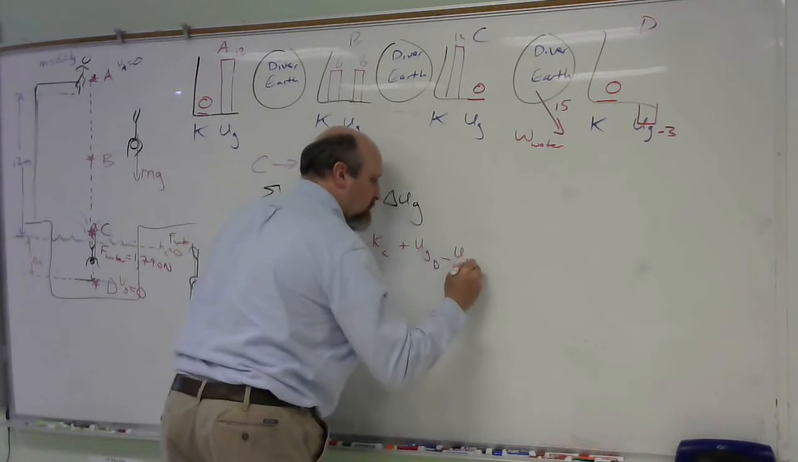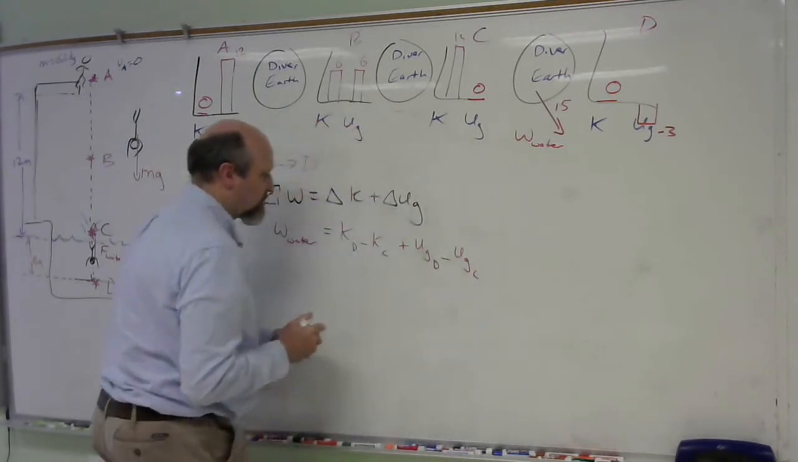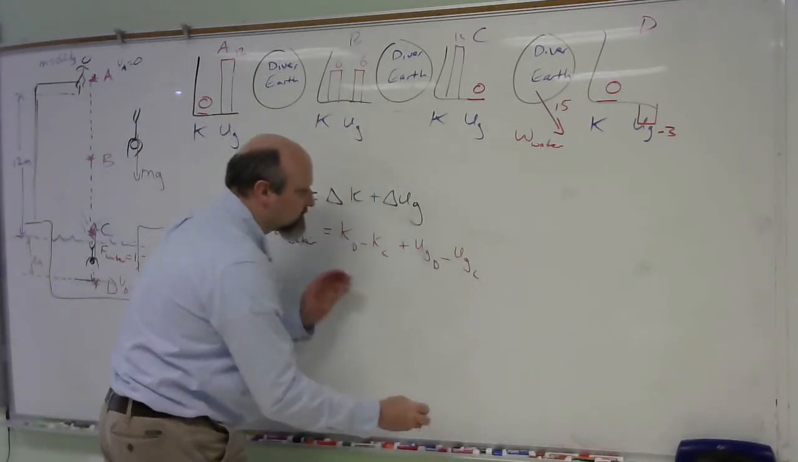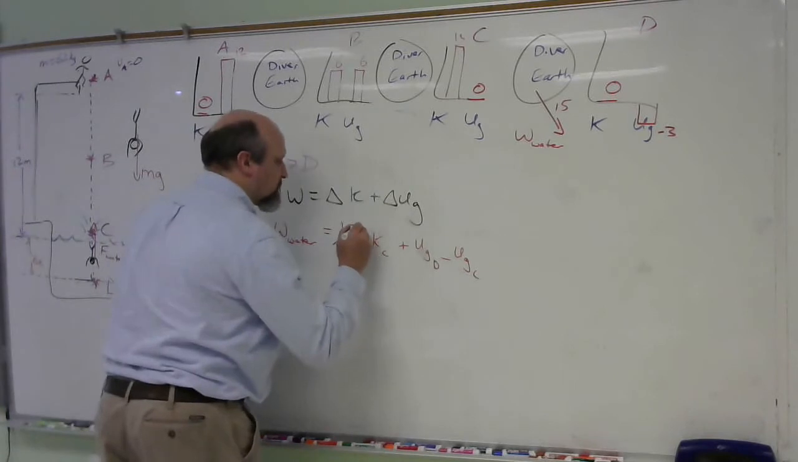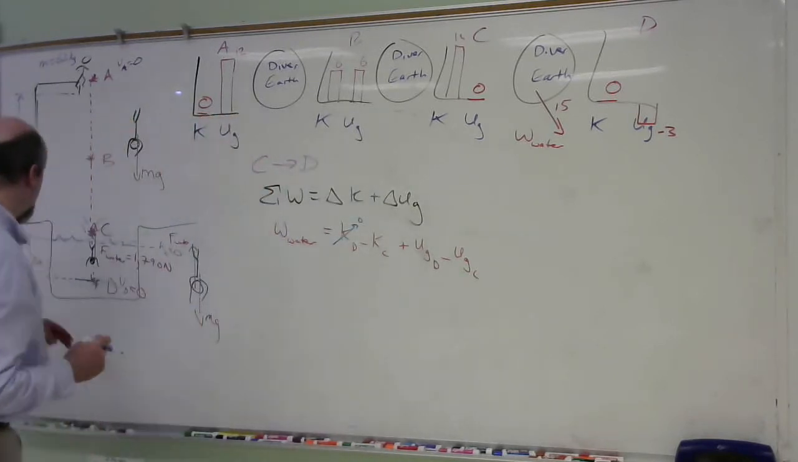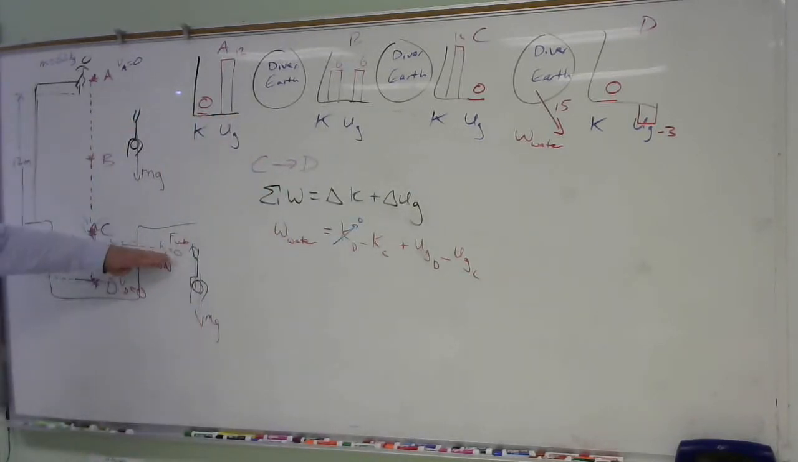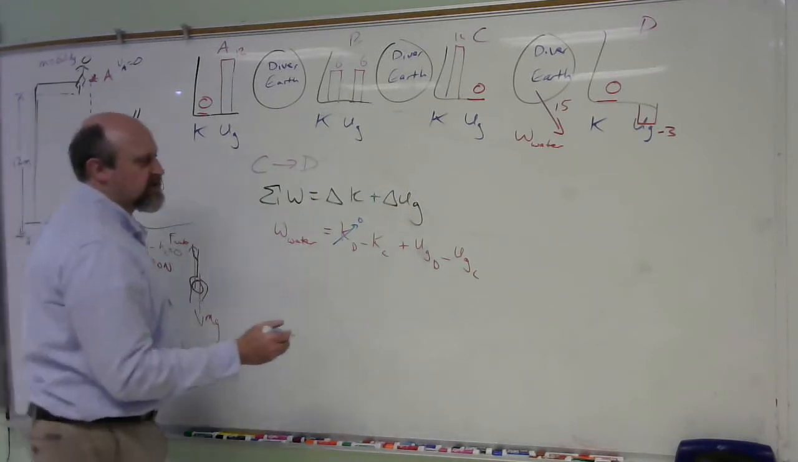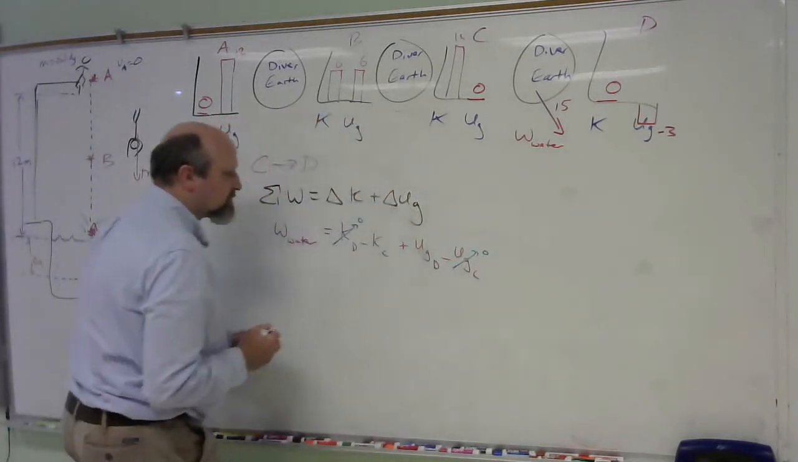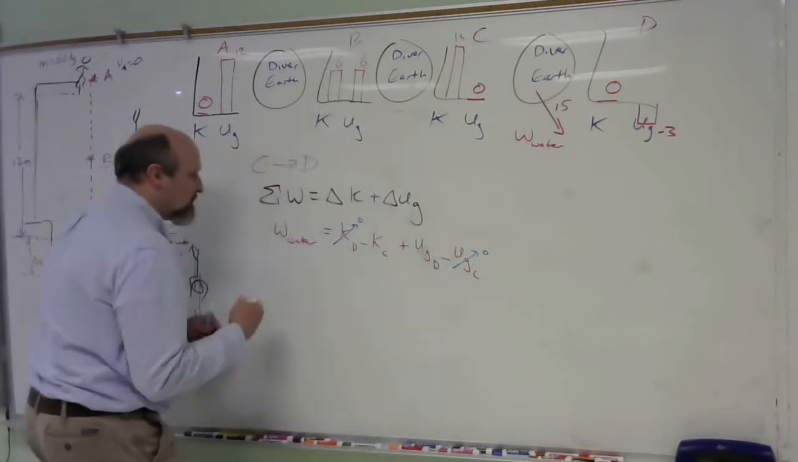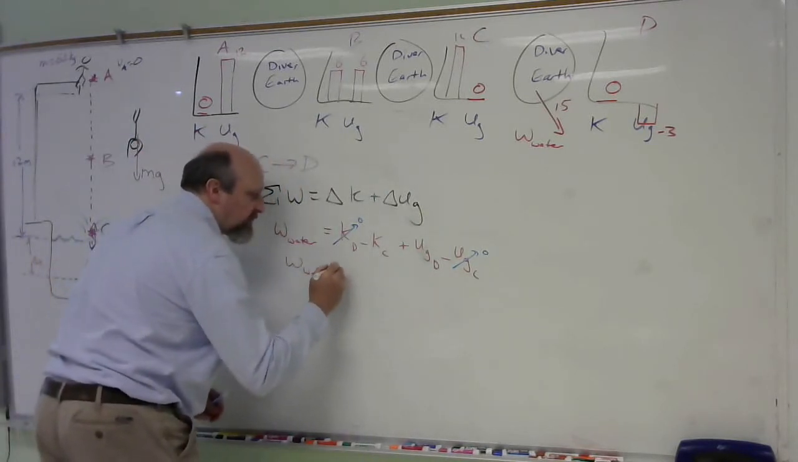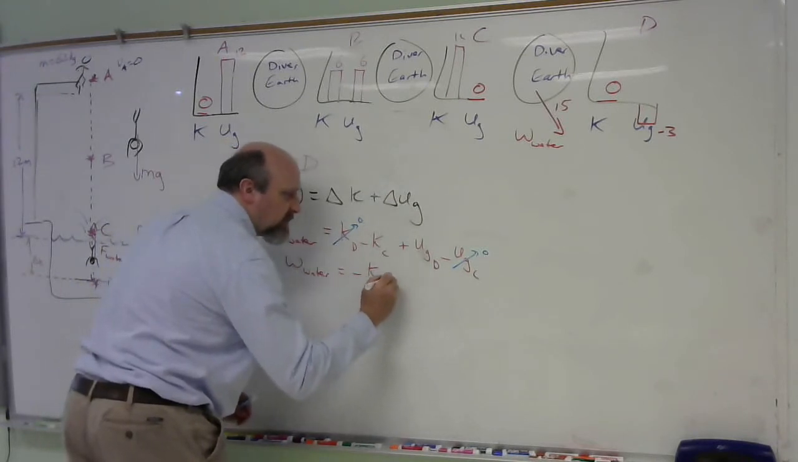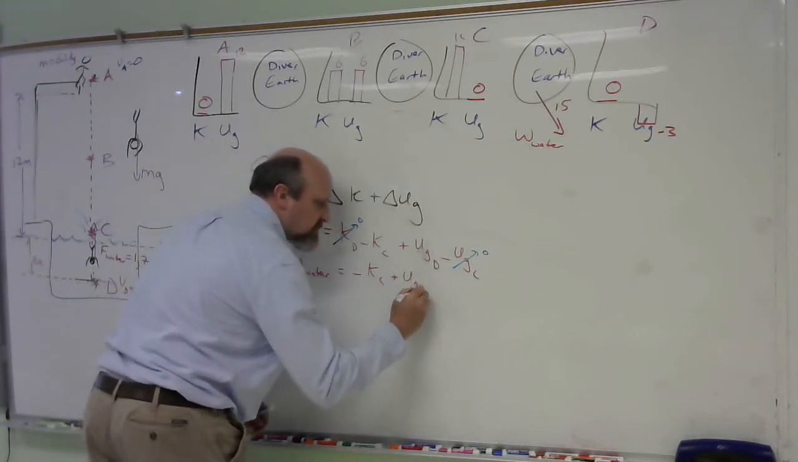All right. Will some of these terms be zero? And you say, well, sure. At the end, the speed is zero, so the kinetic energy at D is going to be zero. At height C, that height is zero, so the gravitational potential energy at C is zero. So those terms are going to drop out. So this is my work energy theorem showing only the non-zero terms.